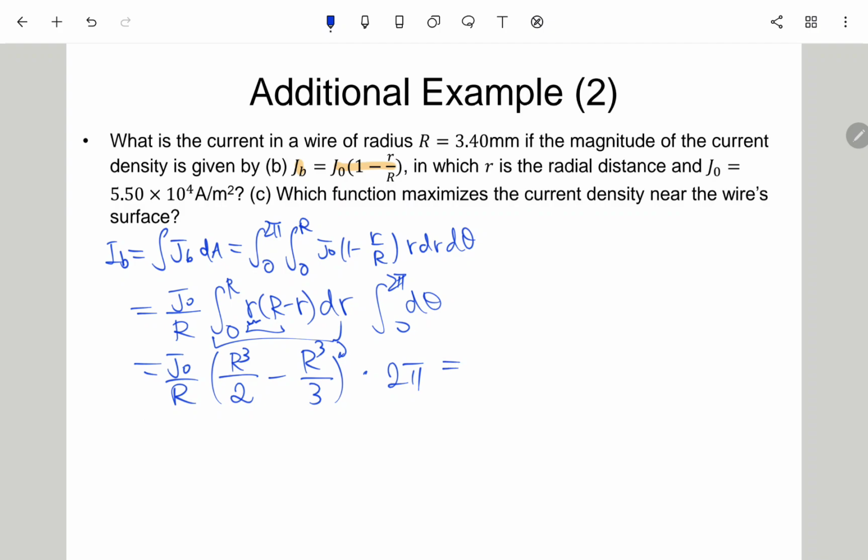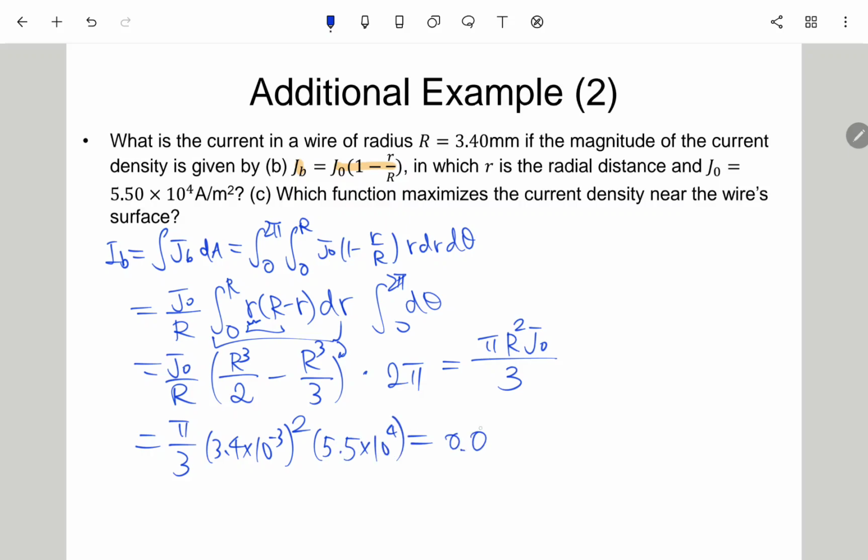So in this case, it is actually pi R squared J0 over 3. Here we put in the values, which is pi over 3 times (3.4 times 10 to the negative third power) squared times 5.5 times 10 to the fourth power. So this is 0.6678, which is half of the previous case.